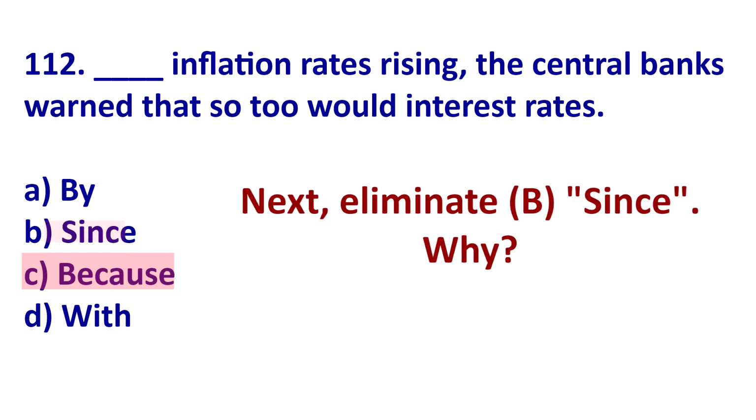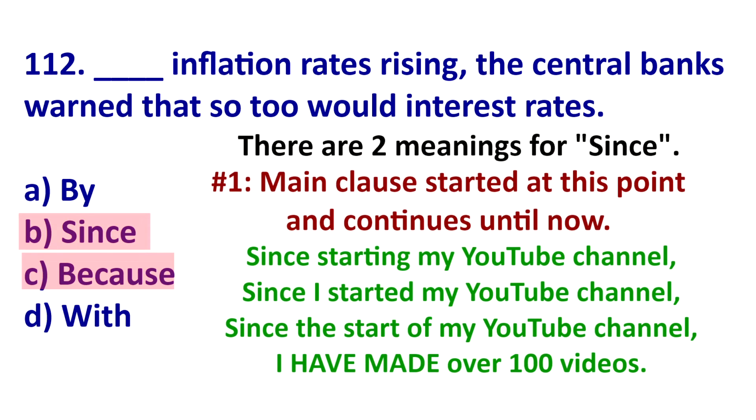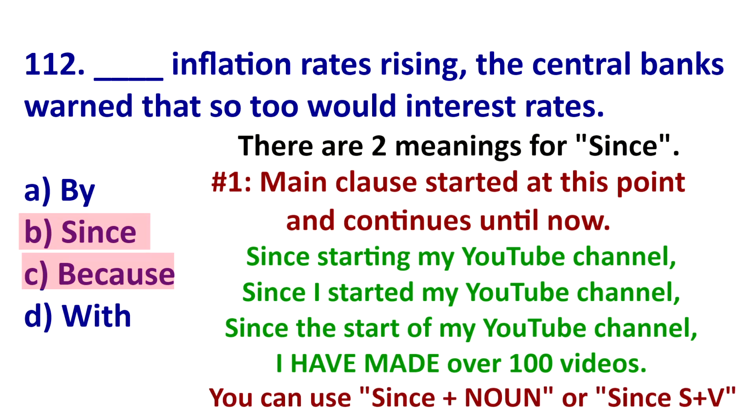Now we can eliminate since. Why? Well, since has two meanings. The first meaning of since is it started at this point and continues until now. For example, I could say, since starting my YouTube channel, since I started my YouTube channel, or since the start of my YouTube channel, I have created over 100 videos. Now, you can notice when you use since this way, you use since noun or since subject verb.